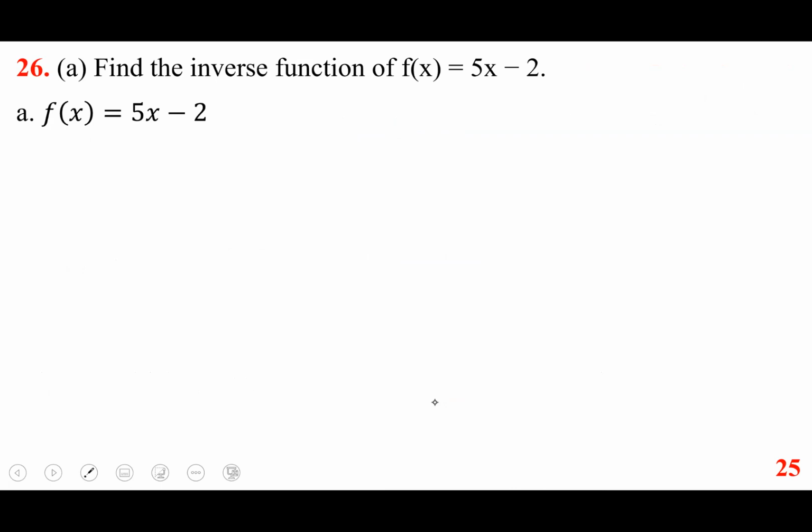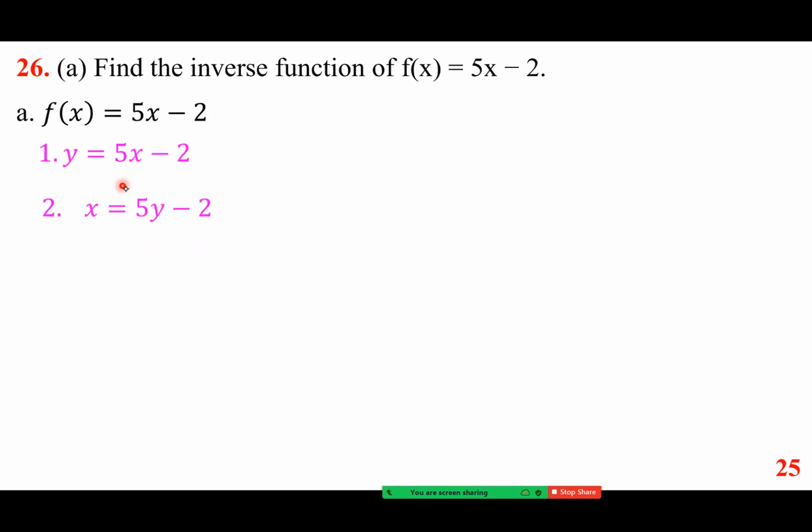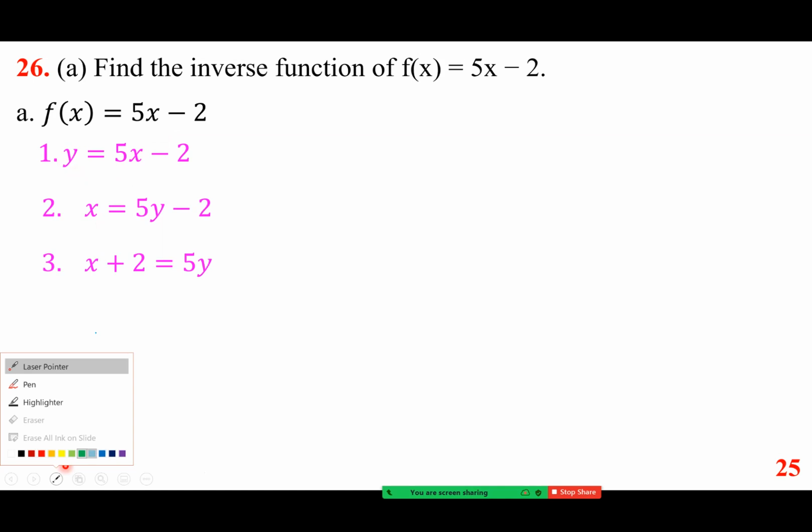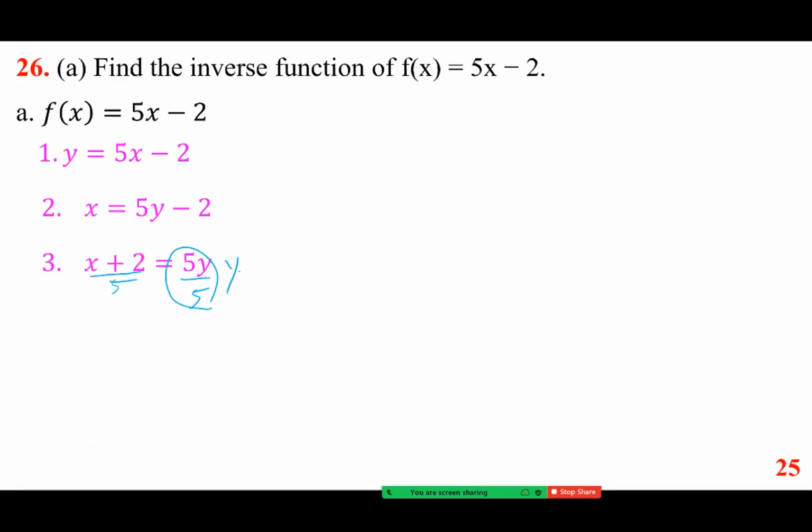We want to find the inverse. First, we change the f of x to y. Then we interchange x and y. To solve for y, I'm going to move the negative 2 to the left side, becomes positive 2. Then I'm going to divide by 5. So this becomes y, and I call it f inverse.